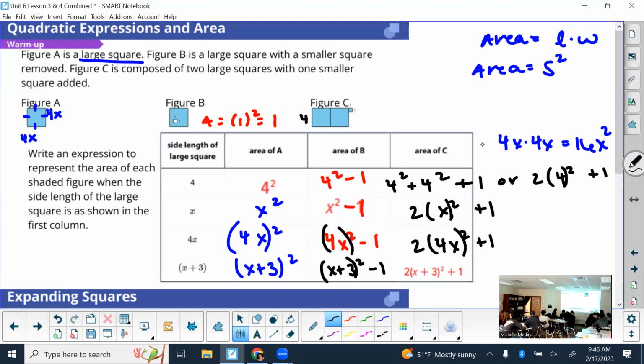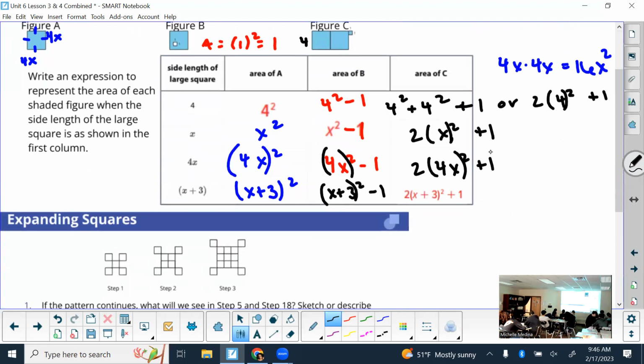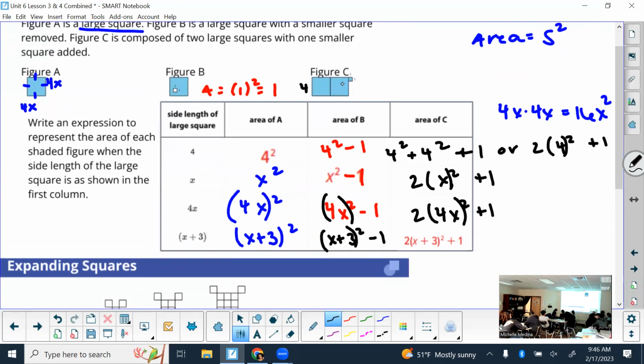All right, I like these. They prepare you really well for your state testing. They love to put these types of questions where they give you area of weird figures. And then you have to like problem solve your way out of it.